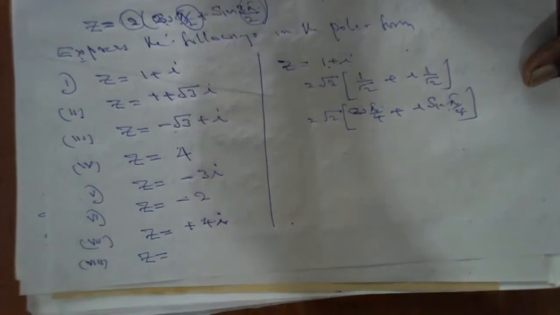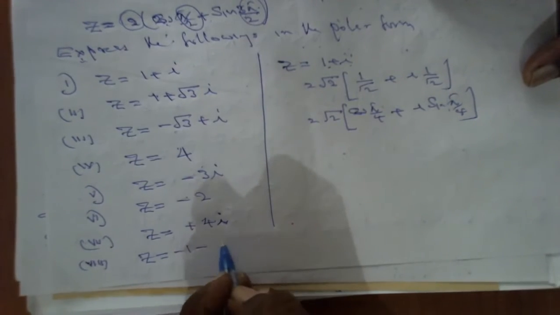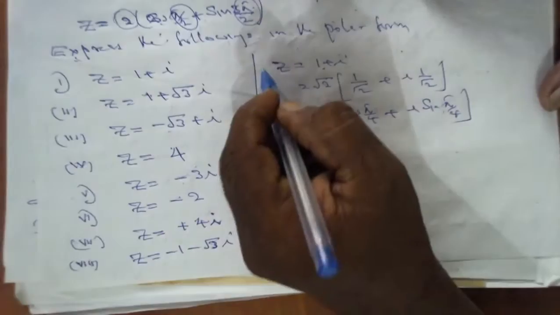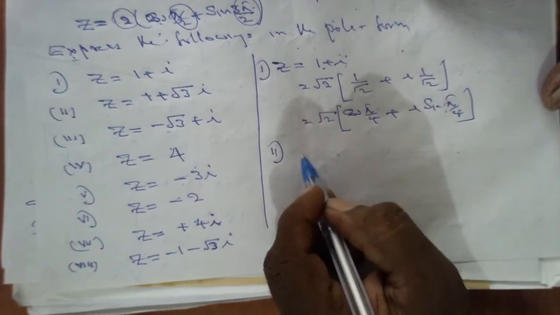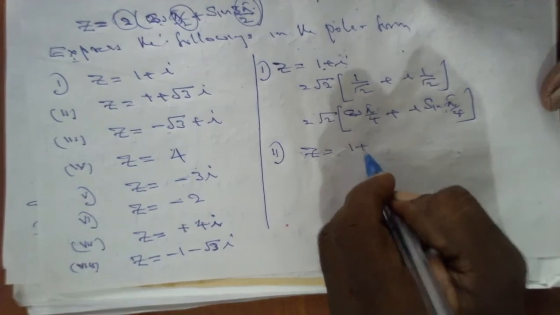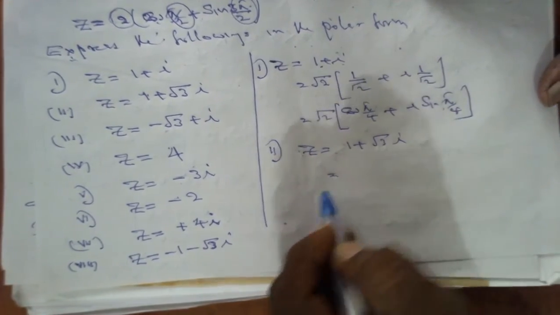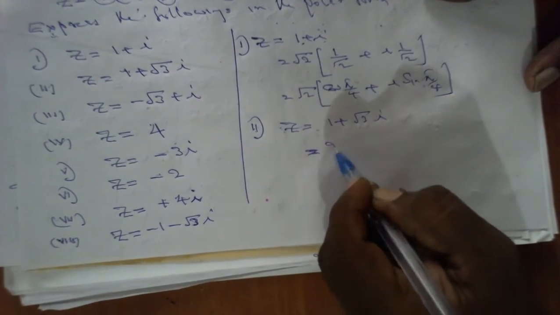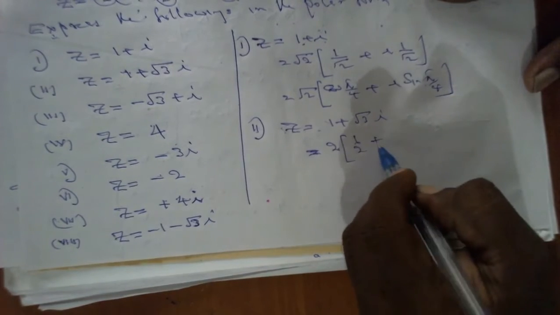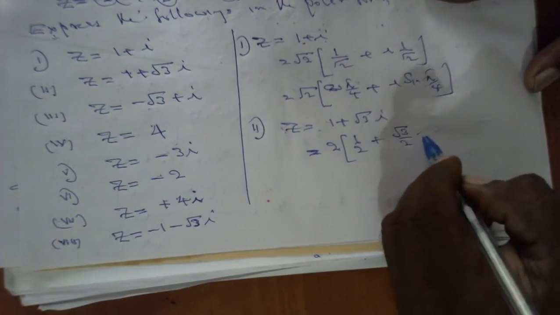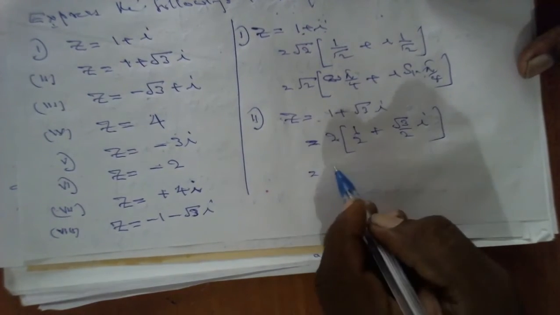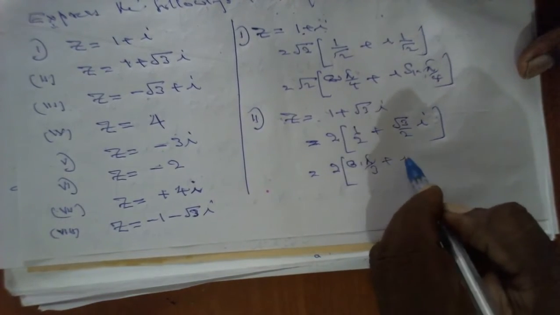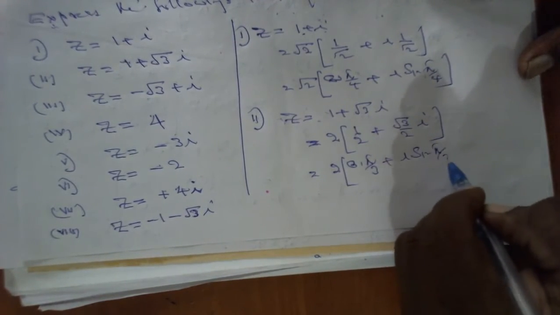C equals minus 1 minus root 3i. Now if you take the second one, C equals 1 plus root 3i. What is the square root of a squared plus b squared? It is 2. So half plus root 3 by 2 i. So 2 times, this half is cos pi by 3 plus i sin pi by 3.